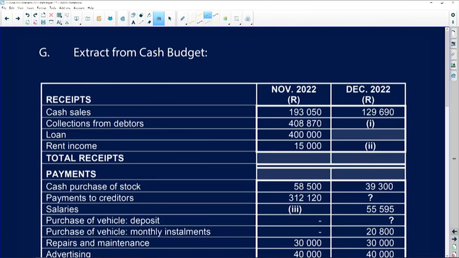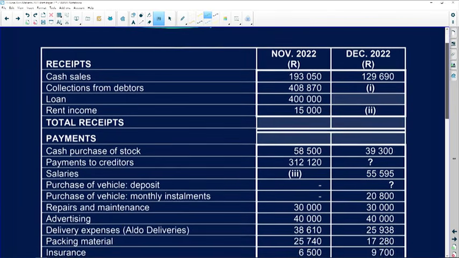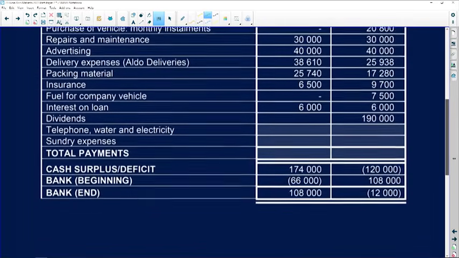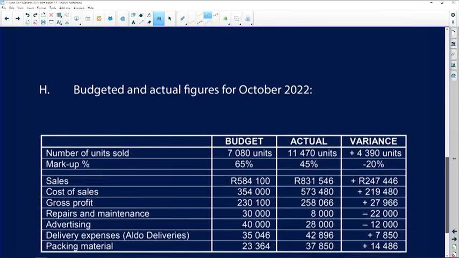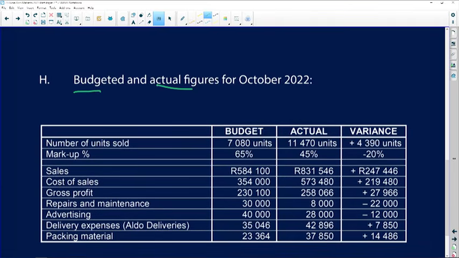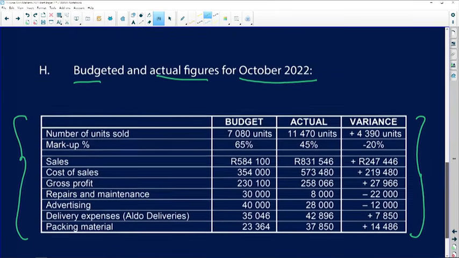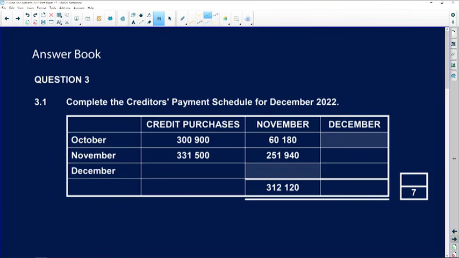Okay. There's a bit more information on the next page. So we've got an extract from the cash budget, right? And as you can see, there's some figures that are missing. So I just want to highlight those figures for you. Right, and then finally, I've got budgeted and actual figures for the month of October. Okay, so I'll obviously get to all of this information when we are asked to interpret the cash budget. Right, but now that I'm familiar with the info that I've got, let's now look at the questions.